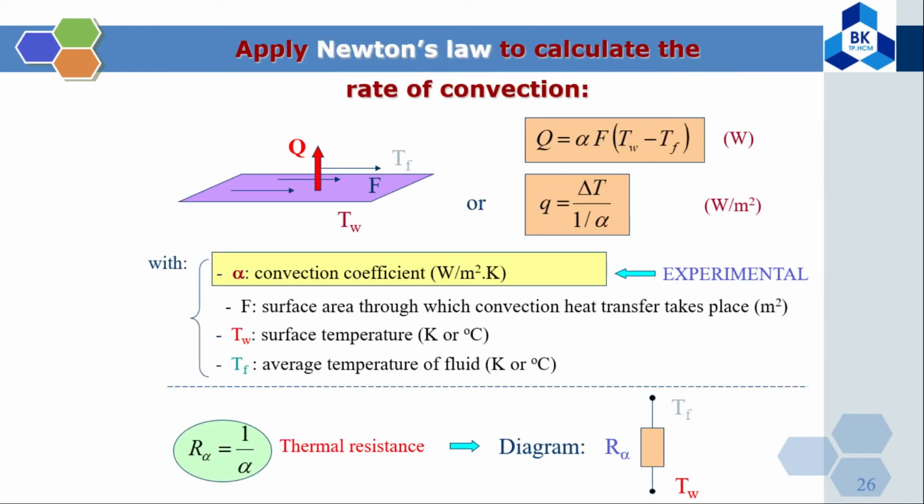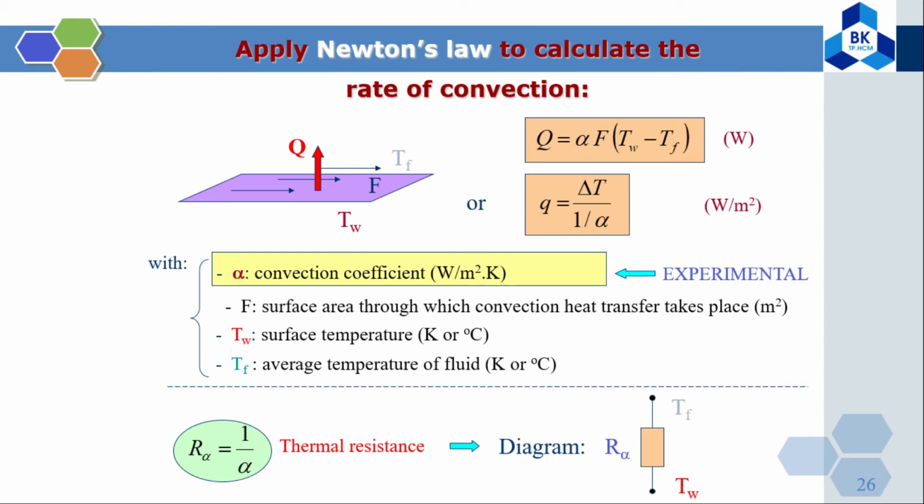And if we use the Fourier law to calculate the heat transfer by conduction, we will use Newton's law to calculate the rate of heat transfer by convection. So we get Q equal to alpha F (TW minus TF), or for one unit of area, we get small q equal to delta T divided by 1 over alpha.